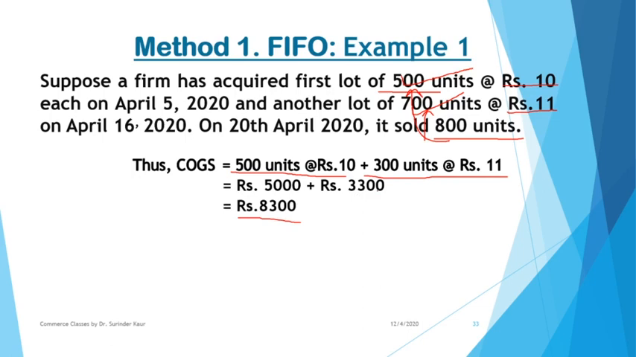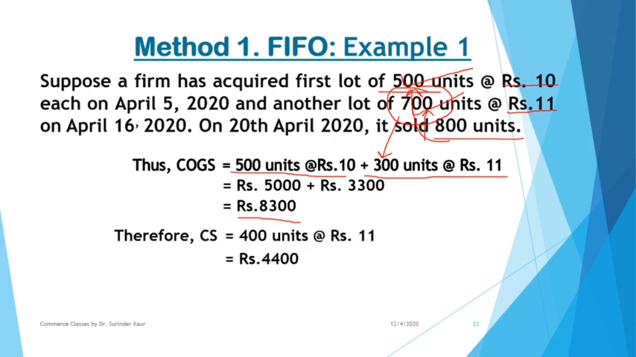Now coming to closing stock. So how much stock is left? Now you can easily see here in the problem, your first lot is completely finished, isn't it? Your 500 units lot is completely finished, and out of this second lot of 700 units, you have sold 300 units. So you are left with only 400 units. So you can say that your closing stock is 400 units, and that is from this lot of 11 rupees. So 400 units at 11.